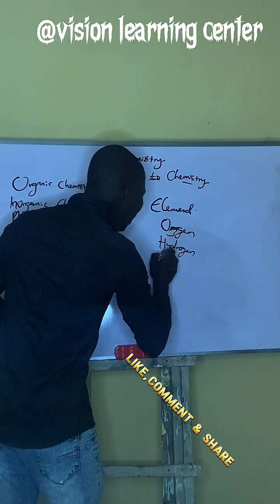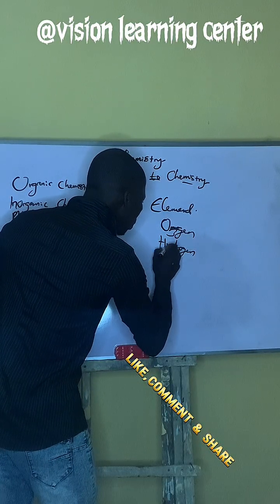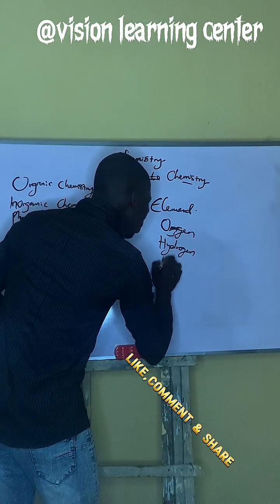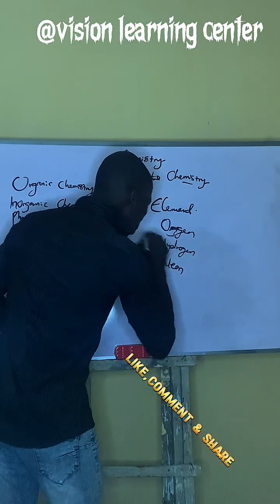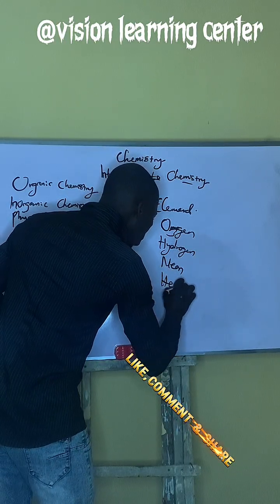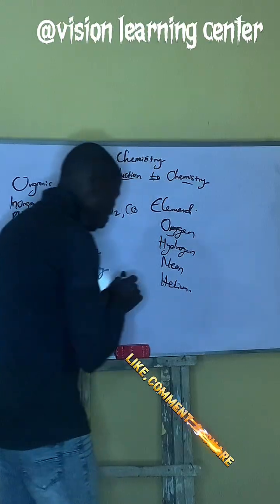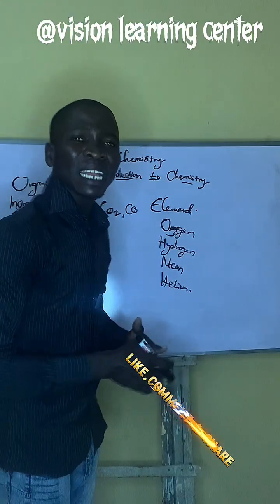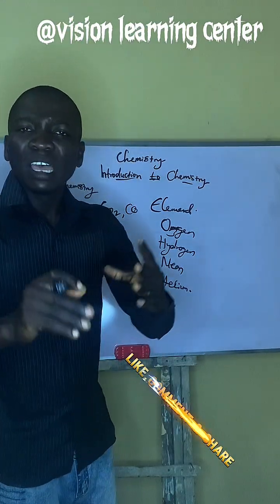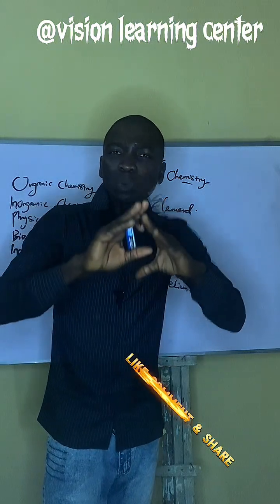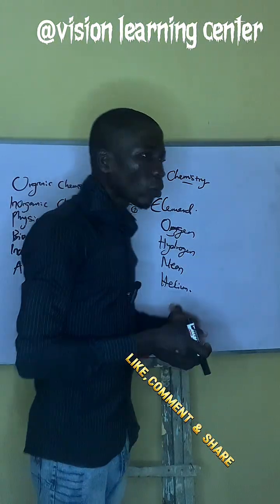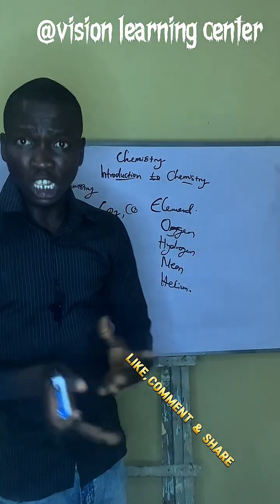We have elements like neon, helium, and so forth and so on. We have about 109 elements recognized globally, but 98 of them occur in nature.